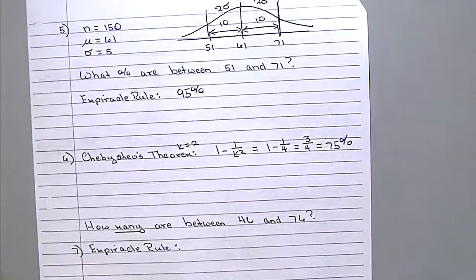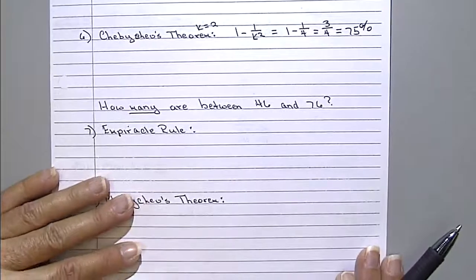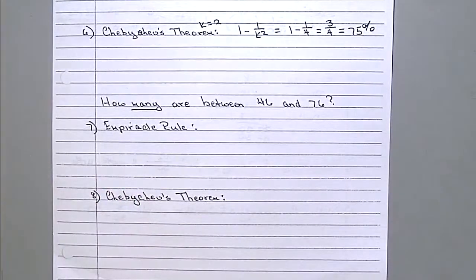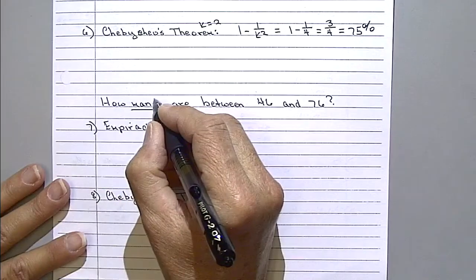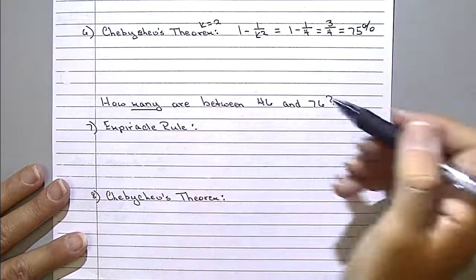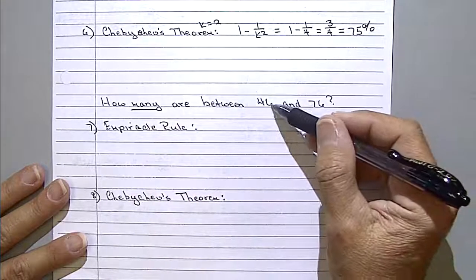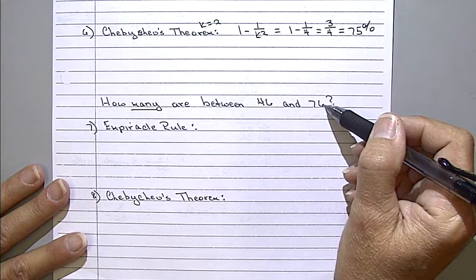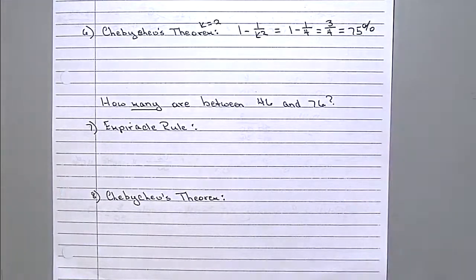All right, let's look at another question. Let's say we're asked how many items, how many data items, not what percentage. How many data items are between 46 and 76 this time? I gave different numbers, didn't I? So that's a totally different question. So what I've got to do, I've still got to do basically the same sort of thing here.